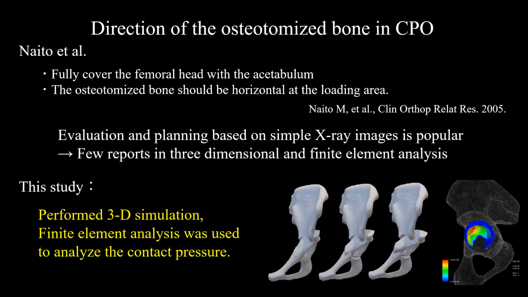Discussion. Regarding the direction of the osteotomized bone in CPO, Naito et al. reported that the osteotomized bone should cover the femoral head with the acetabulum and the osteotomized bone should be horizontal at the loading area. Evaluation and planning based on simple X-ray images is still popular now. There were few reports in three-dimensional and finite element analysis. This study performed three-dimensional simulation. Finite element analysis was used to analyze the contact pressure.